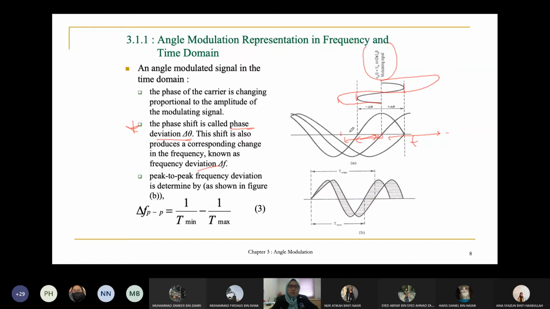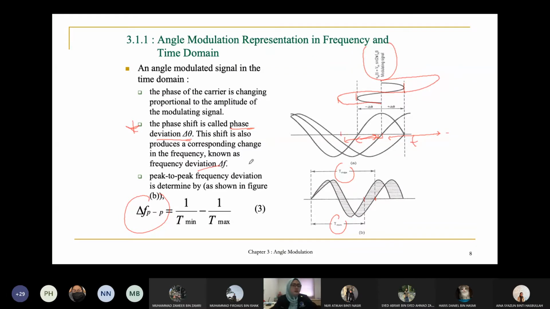And we can actually calculate the peak-to-peak frequency deviation, which is delta F peak-to-peak. You can calculate delta F peak-to-peak if you have two signals like this, and you measure the time T max and also T min, the time for one cycle. This is the time for one cycle for signal 1, and this is the time for one cycle for signal 2. Because this one is bigger, it is defined as T max, and this one is T min. So 1 over T min minus 1 over T max gives you delta F peak-to-peak, which is the peak-to-peak frequency deviation.